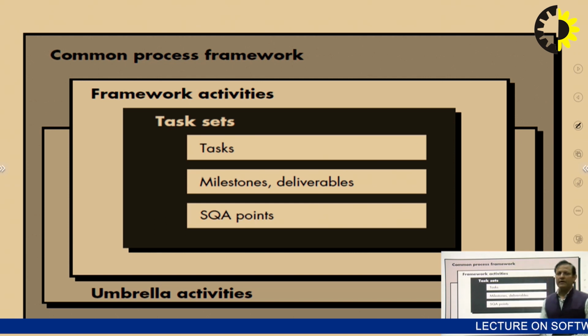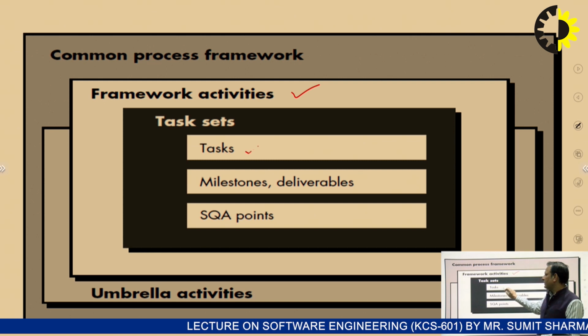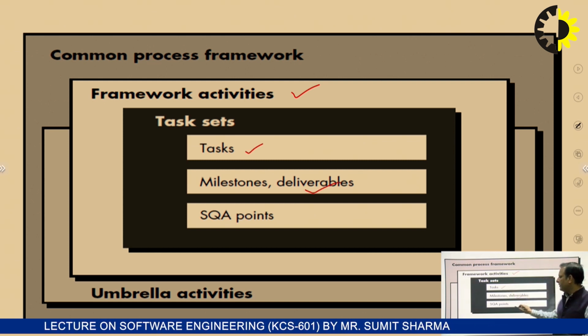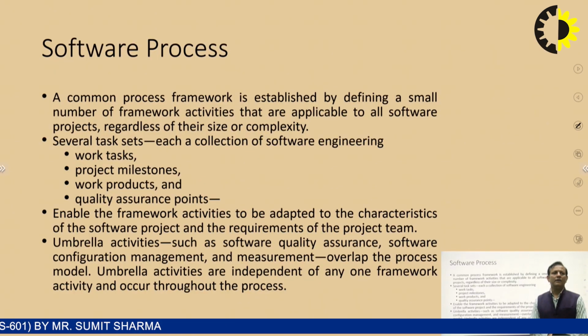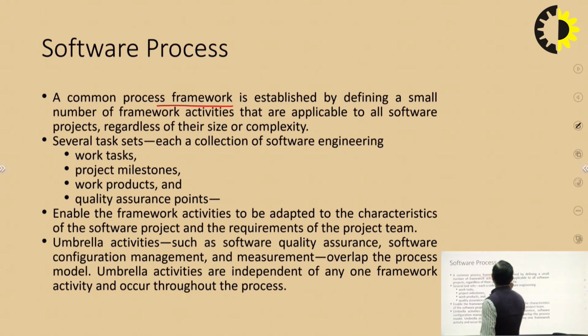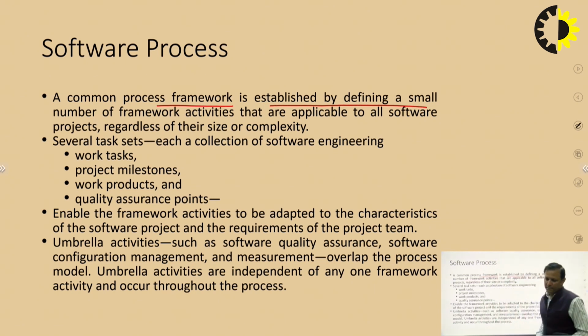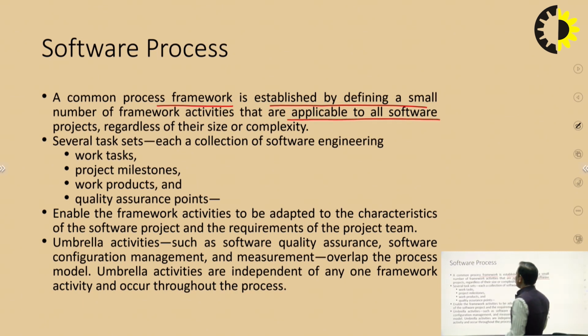In the common process framework, we can see activities, in which we have tasks, milestones and deliverables, and then software quality assurance points. Now we were talking about the process. The common process framework is established by defining a small number of framework activities that are applicable to all software projects, regardless of their size or complexity.